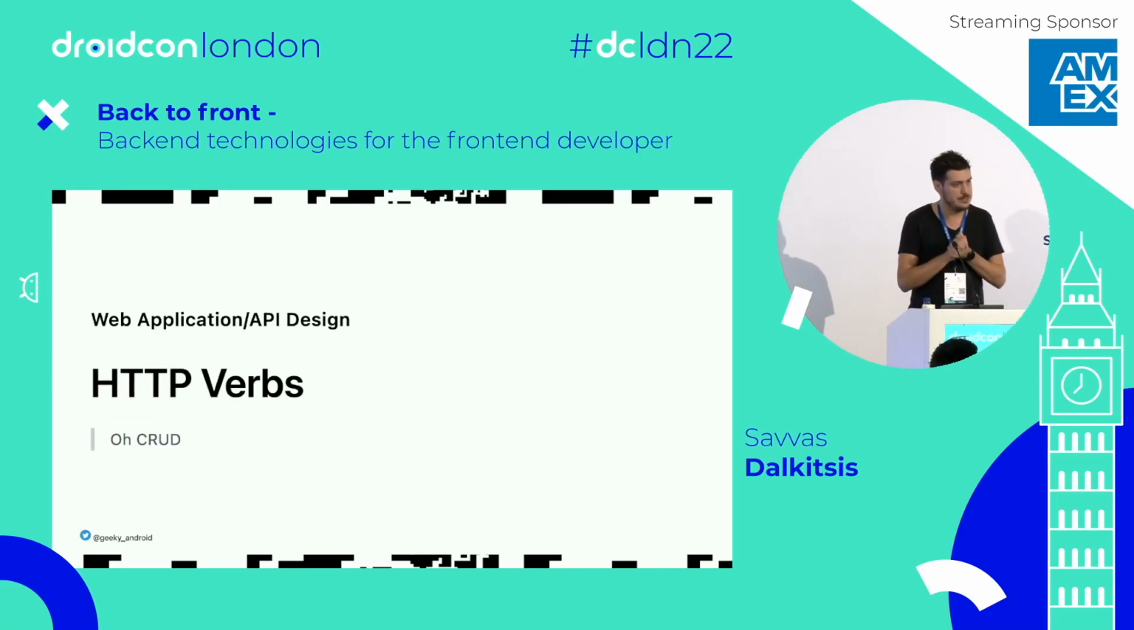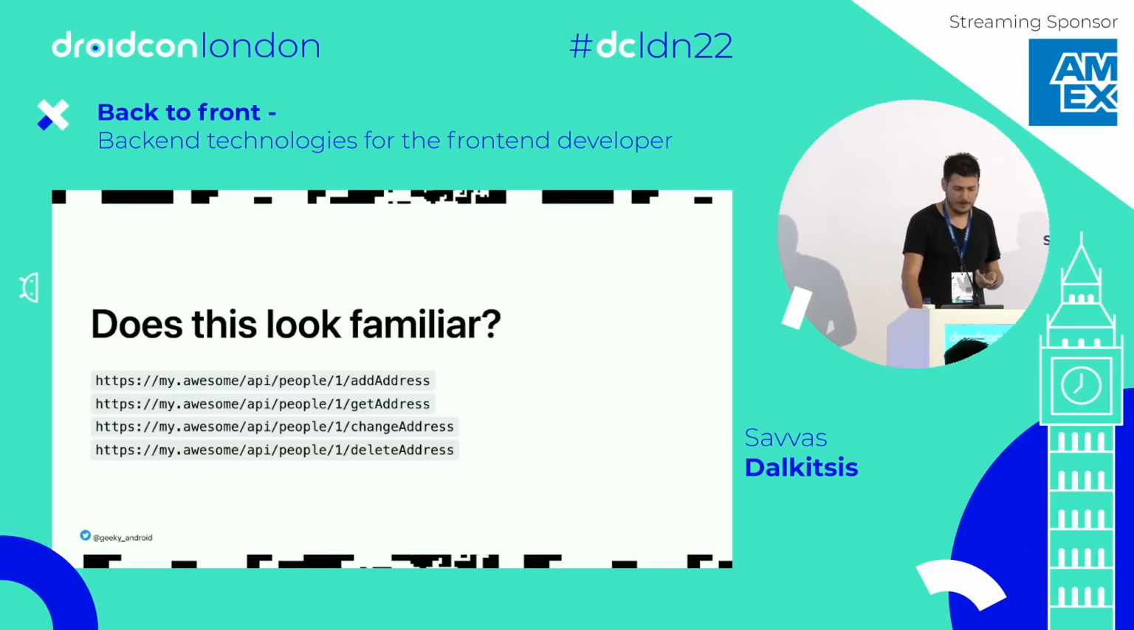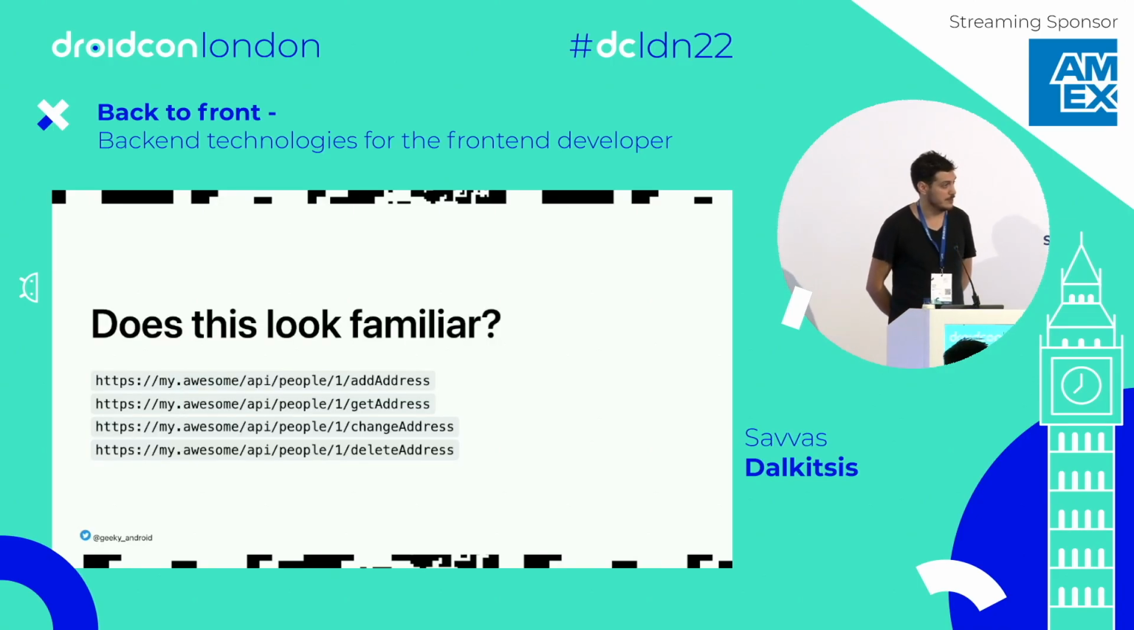So let's start with HTTP verbs. The idea is that every time you interact with an HTTP-based API, ignore GraphQL for a moment, you're basically doing transactions. You're reading stuff, you're updating stuff, you're adding stuff, you're deleting stuff. These are kind of standard things that HTTP and REST are built for, right? How many of you have seen something like this? You have like 4 different API endpoints there, one for adding an address, another one for getting an address, changing and deleting. This is far too common.